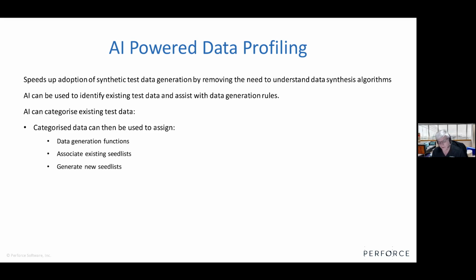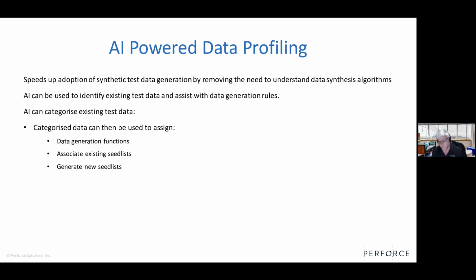It does two things. The first thing it then does is classify the data. So it looks at the data. It will then decide, what is this data? Is it a date? Is it a credit card? Is it a name? Is it a city? Whatever it is, we use AI to identify what the data type is. And that's the first part of the profile.